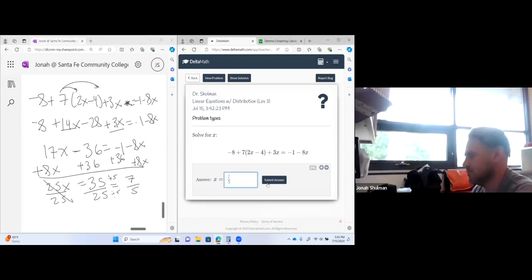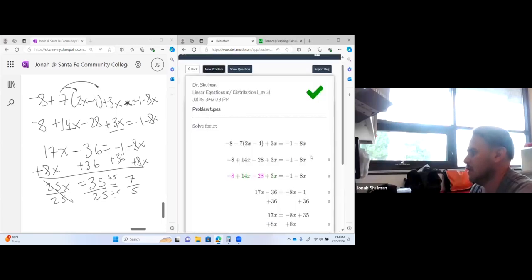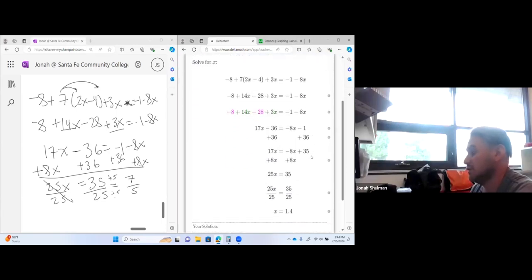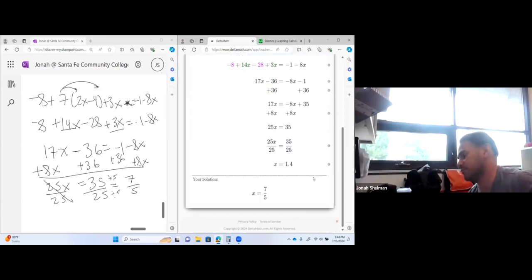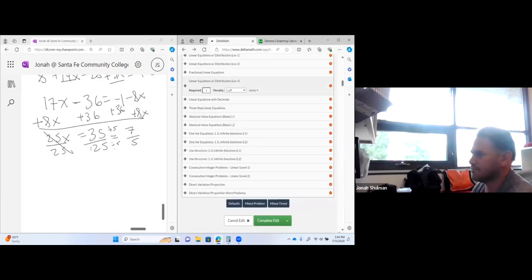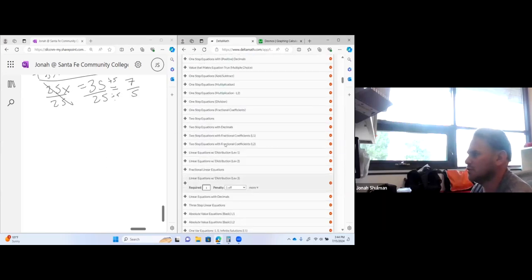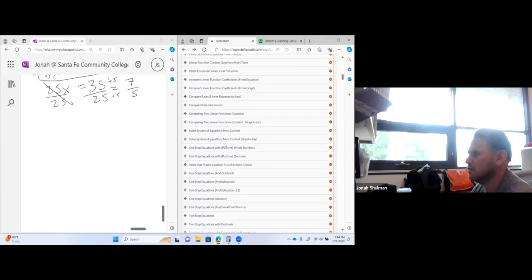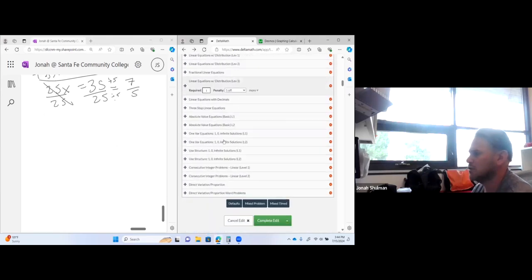Wild. Lots of steps here, lots of steps. Oh, they wanted the decimal. That's okay. It's the same answer. Okay, so a linear equation with decimals. Did we do that? Oh, we did it, but that's okay.